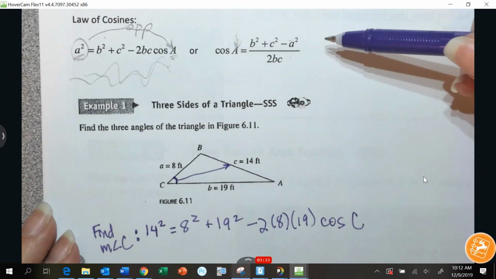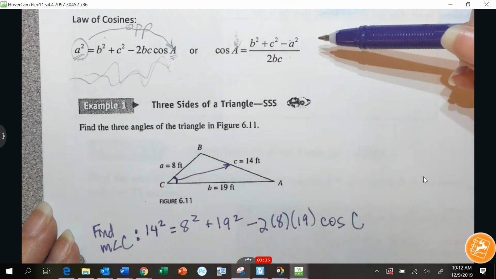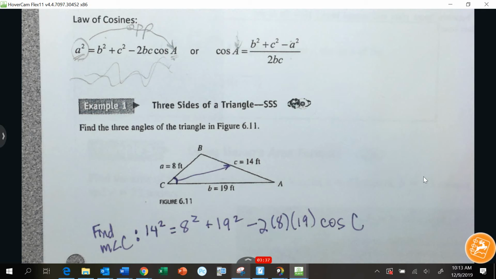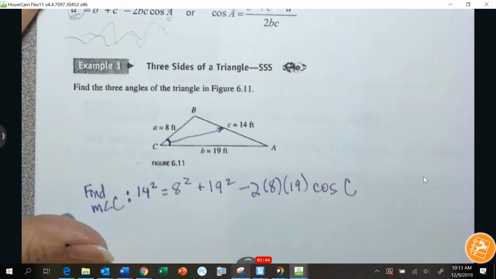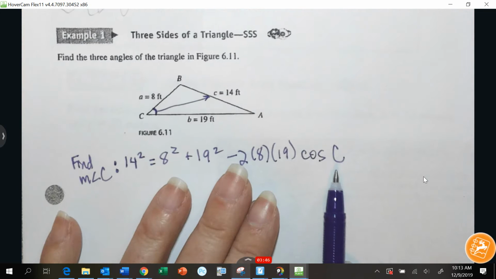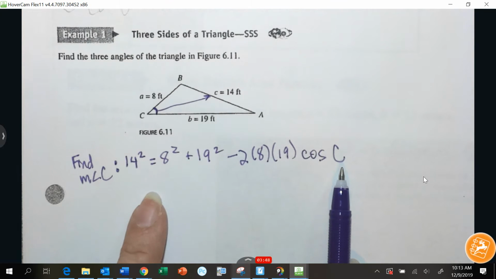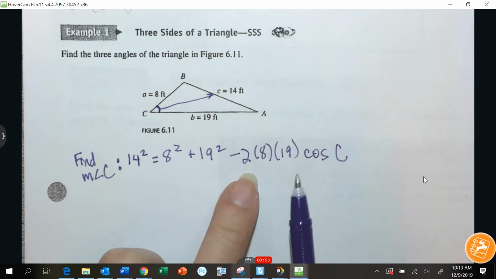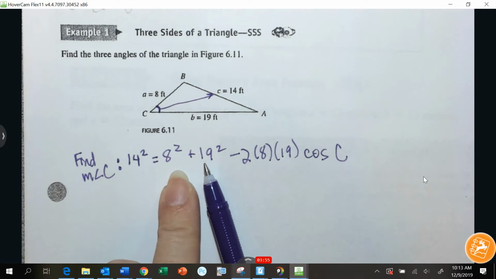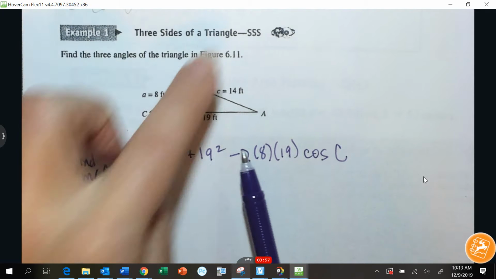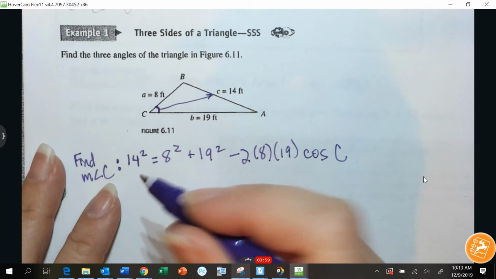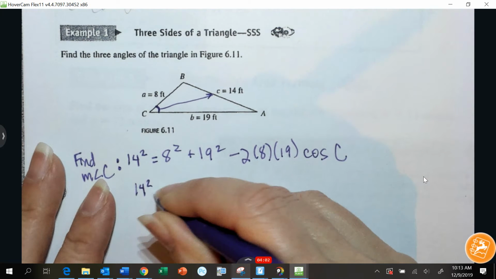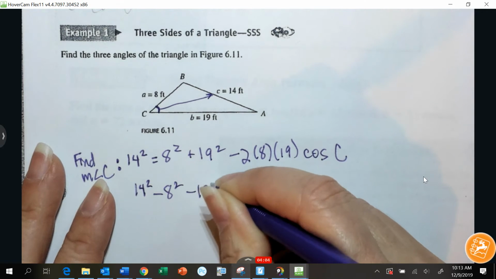So now you can use the other formula. You totally can use the other formula. I just want to show you how I do it, because if I can memorize less stuff, then I have more room in my brain for other things. Okay. So we want to solve this for C. If we're going to solve this for C, I'm going to subtract these. It's going to be the same formula as above. 14 squared minus 8 squared minus 19 squared.